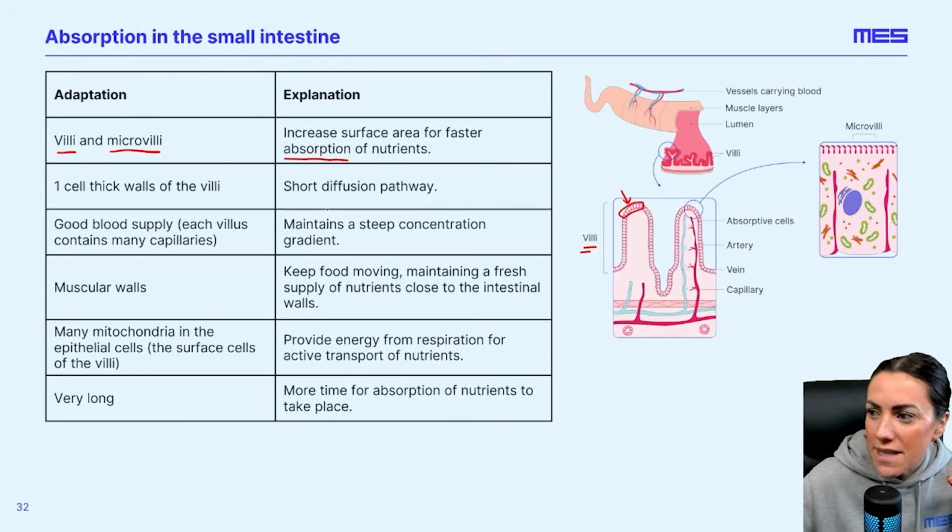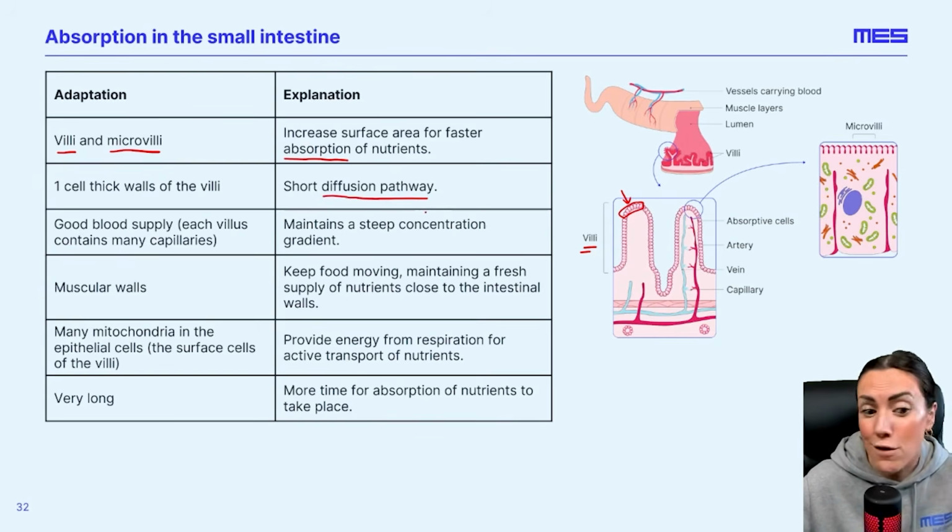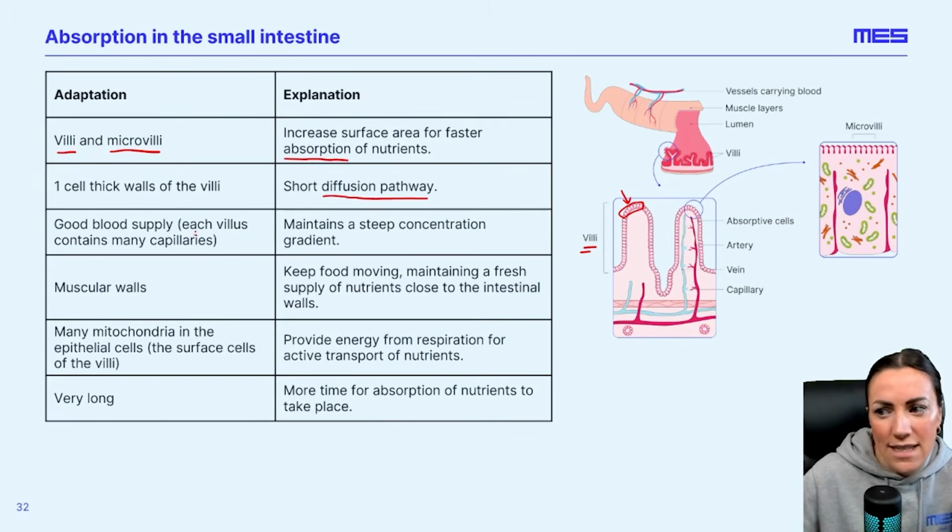So this gives a short diffusion pathway, because the nutrients don't really have to diffuse very far at all to reach the bloodstream or to reach a capillary. Each villus contains many capillaries, or you can say there's a good blood supply, which again maintains a steep concentration gradient, because the blood is constantly flowing and carrying those nutrients away.